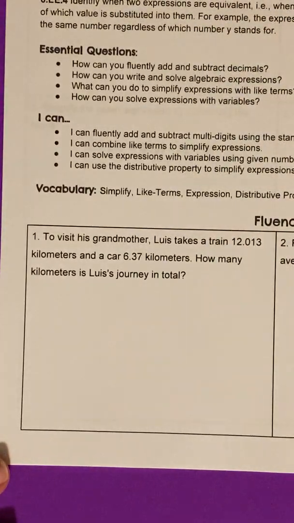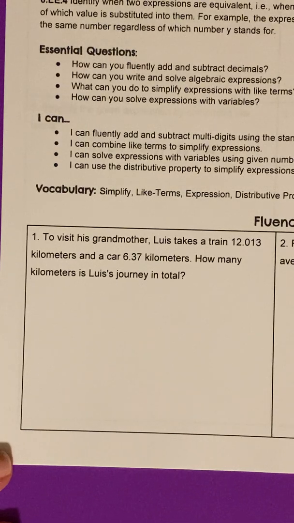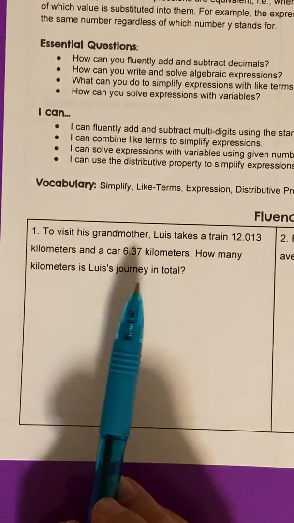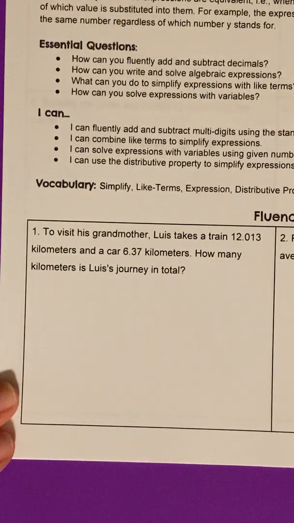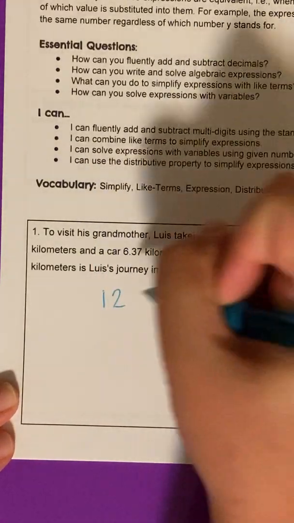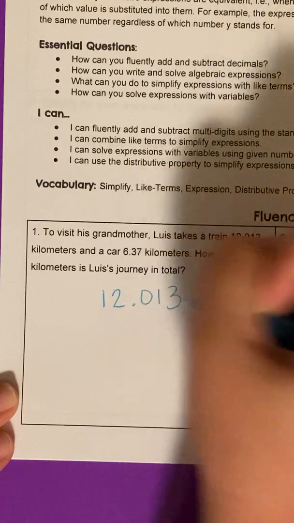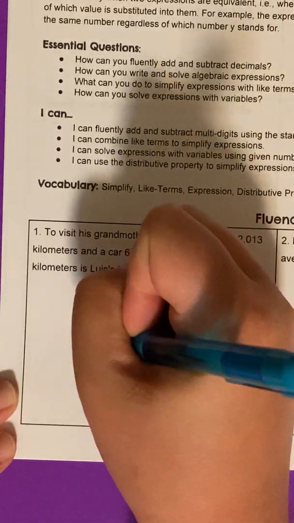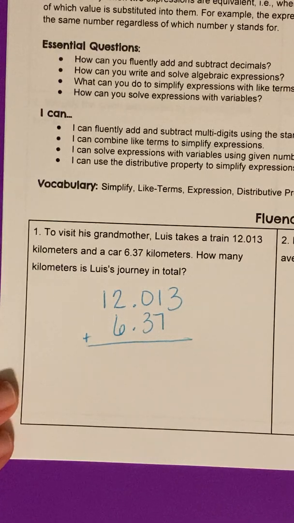Number 1. To visit his grandmother, Lewis takes a train 12 and 13 thousandths kilometers and a car 6 and 37 hundredths kilometers. How many kilometers is Lewis's journey in total? So if he takes a train and then a car, we're going to just add them together. Line up your decimals. 12.013, 6.37. Remember, line up your decimals when you're adding and subtracting.